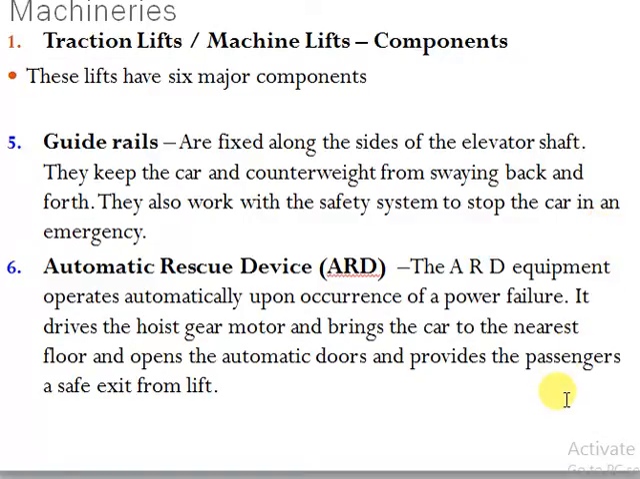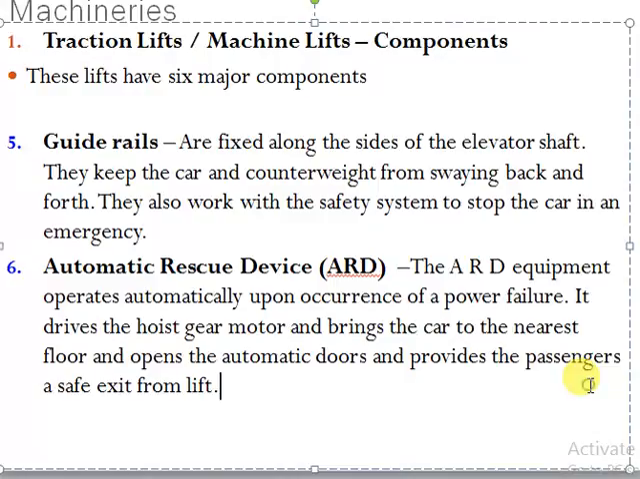Then the most important part is the ARD. The automatic rescue device is now to be installed in every lift, which is a compulsion now. The ARD equipment operates automatically upon occurrence of a power failure. It drives the hoist gear, brings the car to the nearest floor and opens the door automatically, so that passengers who are stranded in the lift because of power failure reach the safest and nearest floor.